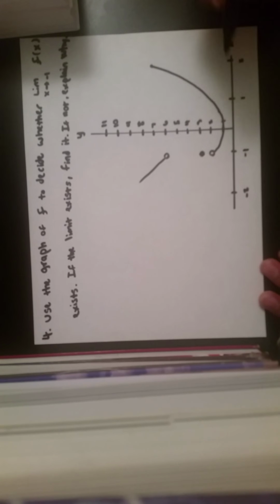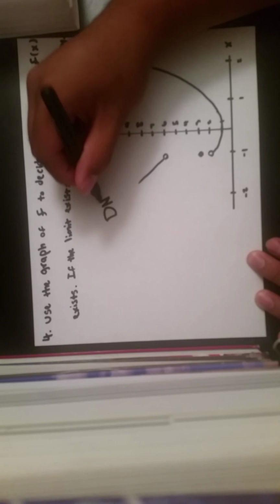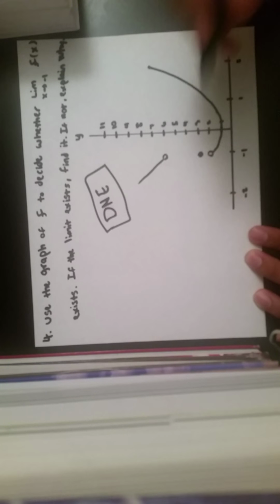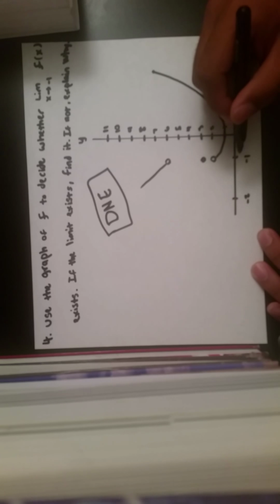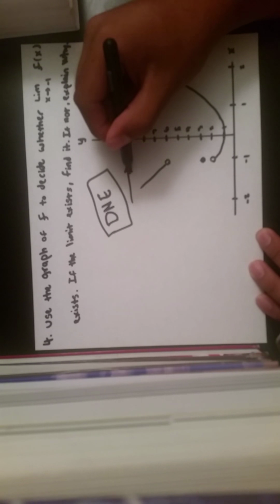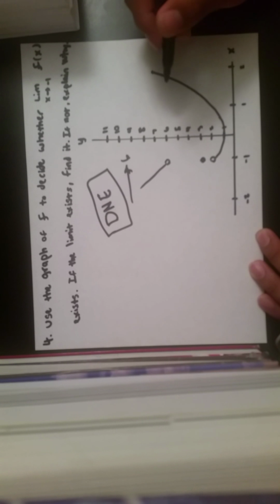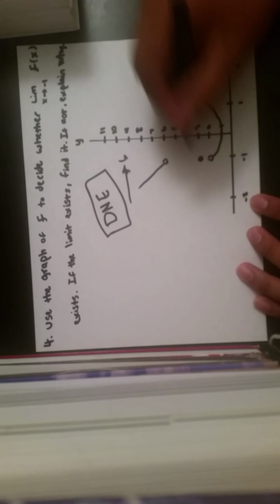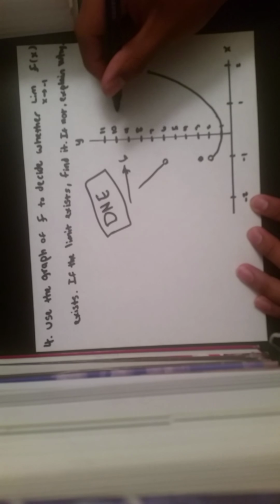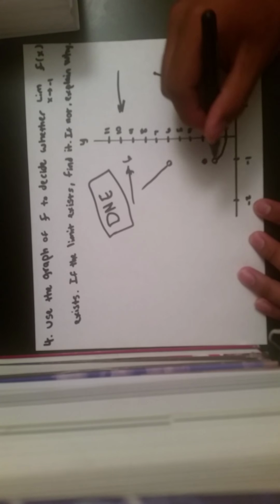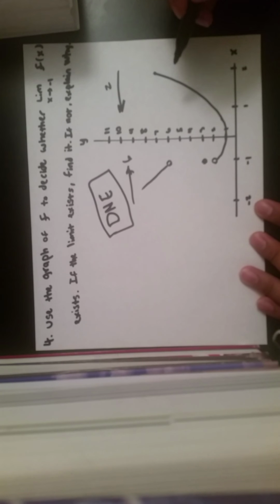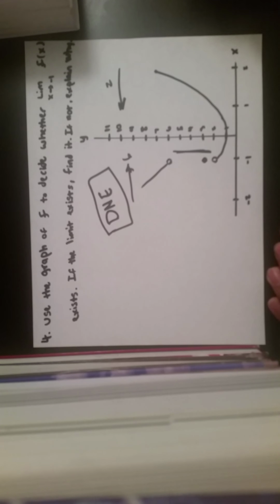This limit actually does not exist. Write that up there. And the reason for that is because as we get to negative 1 from the right hand side, we get to 6. And as we go closer and closer to negative 1 from the left hand side, we actually get closer and closer to 2. And what we have is this big gap right here, and that's what we call a jump. And whenever we have a jump, the limit does not exist.